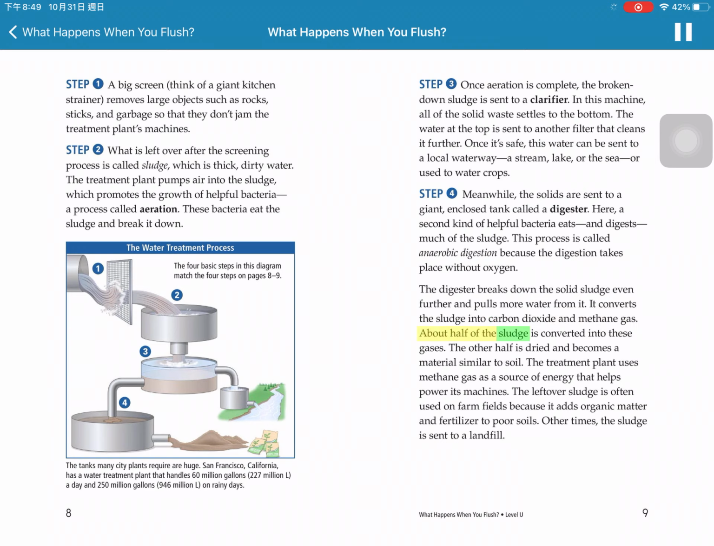About half of the sludge is converted into these gases. The other half is dried and becomes a material similar to soil. The treatment plant uses methane gas as a source of energy that helps power its machines. The leftover sludge is often used on farm fields because it adds organic matter and fertilizer to poor soils. Other times, the sludge is sent to a landfill.